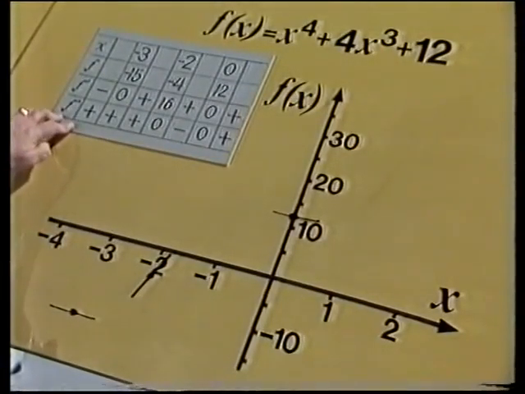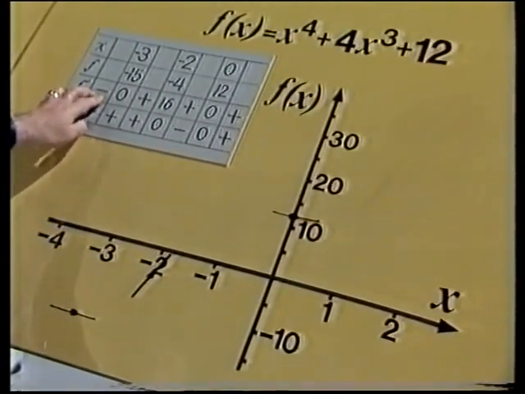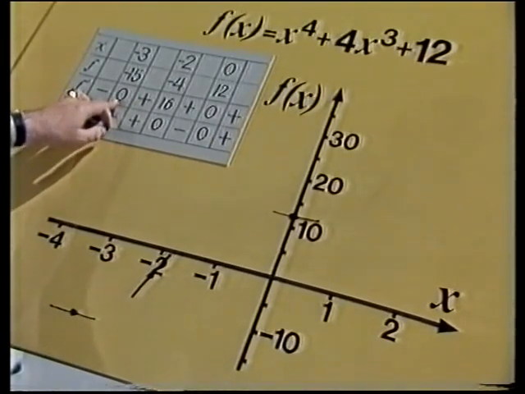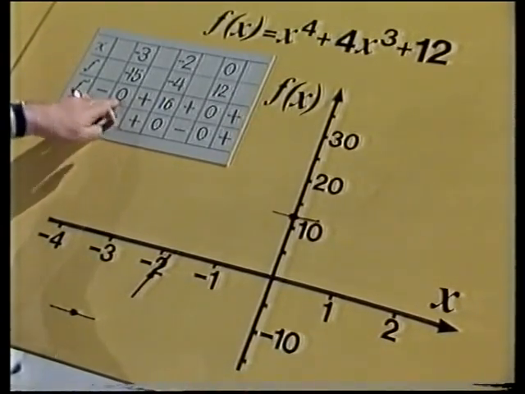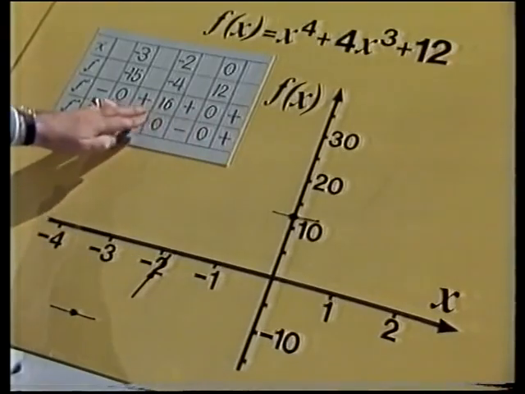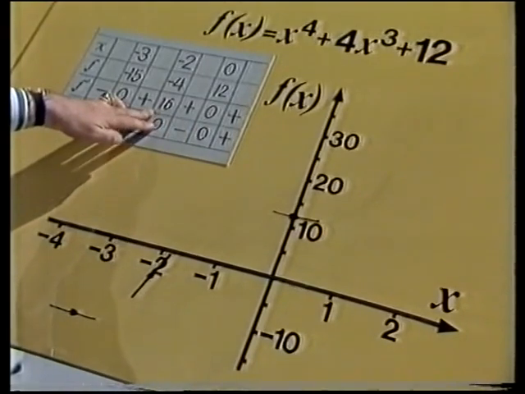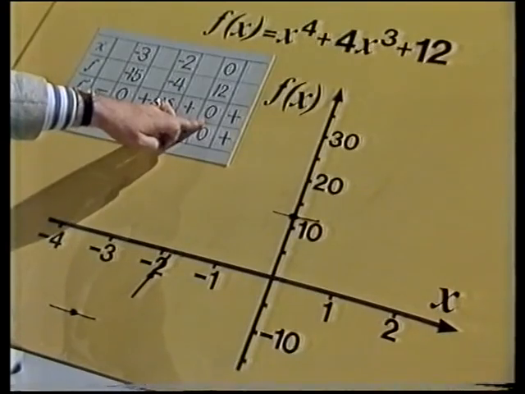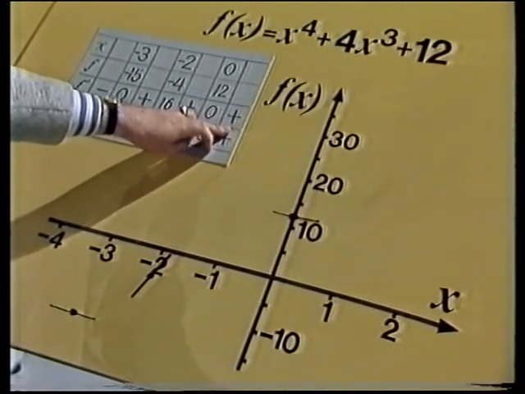All right, let's have a look at the other information in the table. The function decreases down to the point where x is -3, and there it has a horizontal tangent. And then it increases between -3 and 0, passing through the point of inflection at -2, -4. And then it goes up to this point 0, 12, where it has a horizontal tangent and a point of inflection, and beyond that it continues to increase.